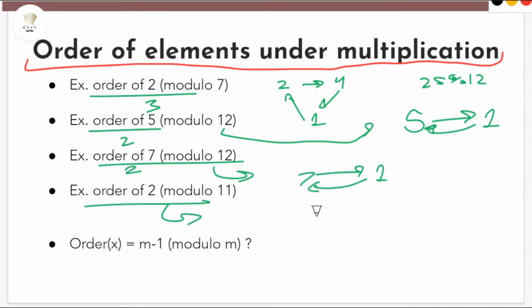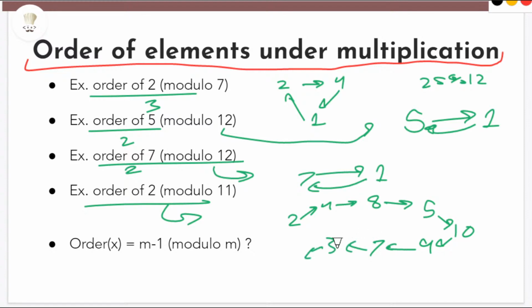Order of 2 modulo 11, that is 2. Multiplied by 2, we get 4. Multiplied by 2, we get 8. Multiplied by 2, we get 16. 16 modulo 11 is 5. Multiplied by 2, we get 10. Multiplied by 2, we get 20. 20 modulo 11 is 9. 9 multiplied by 2 is 18. 18 modulo 11 is 7. 7 into 2 is 14. 14 modulo 11 is 3. And 3 into 2 is 6, and 6 into 2 is 12, and 12 modulo 11 is 1, and 1 into 2 is 2.